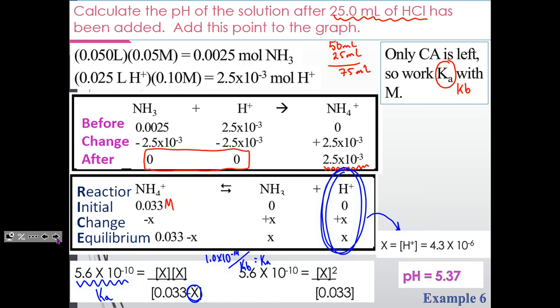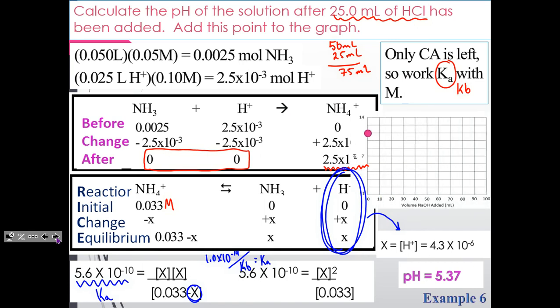That is significant. So when we plot our first few, we're going to have this really sharp decrease. So initially it dropped, kind of hit that buffering zone, and then boom, it's going way down. So let's see what happens now that we've reached the equivalence point. What happens when we continue to add more strong acid?